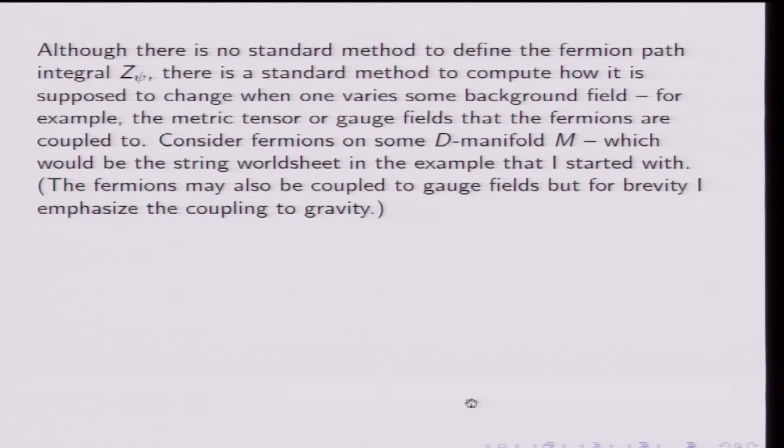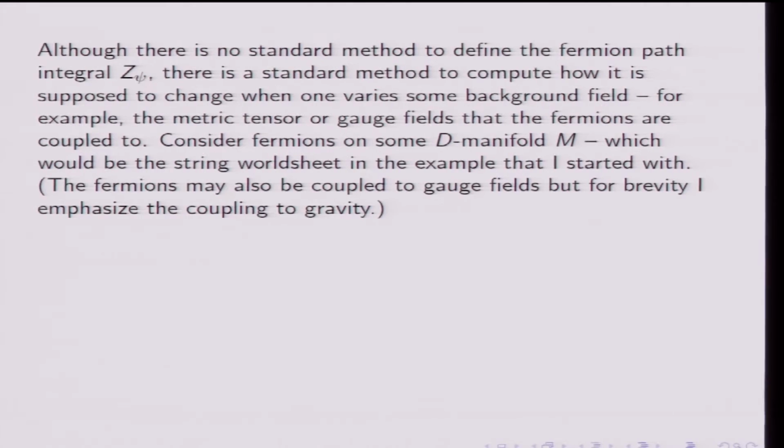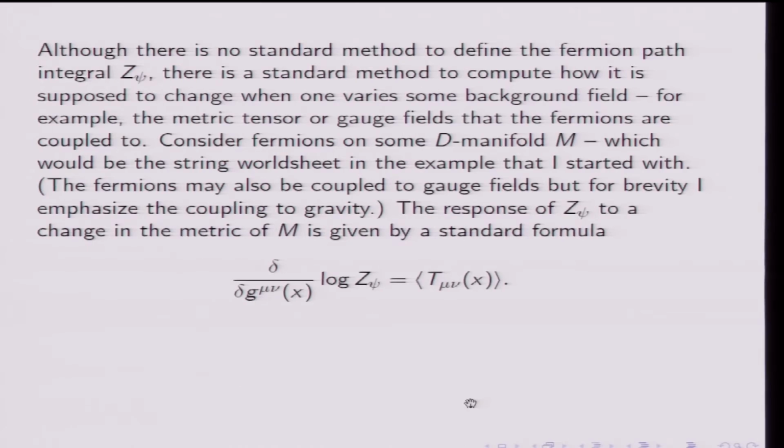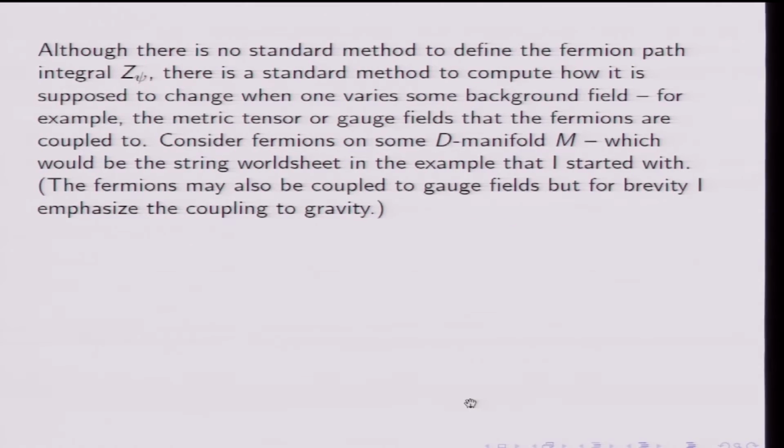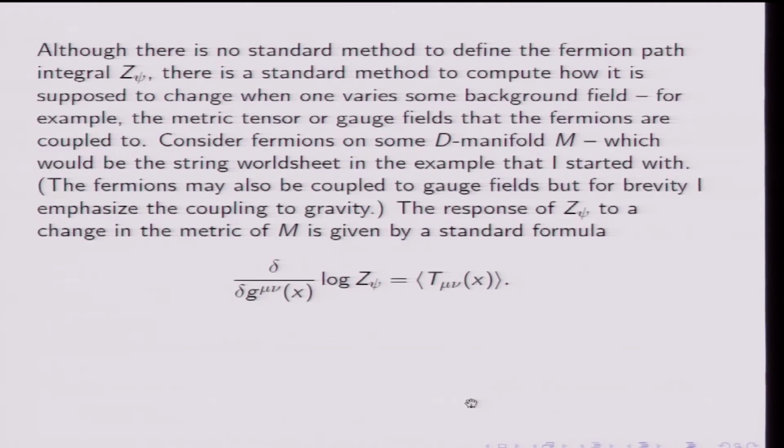We consider fermions on some D manifold M, which could be the string worldsheet in the example I started with. I write Z psi for the Fermion path integral, and the response of Z psi to a change in the metric is given by a standard formula: the variation with respect to the metric of log of Z psi is the expectation value of the stress tensor.